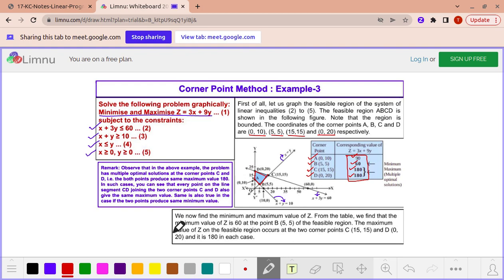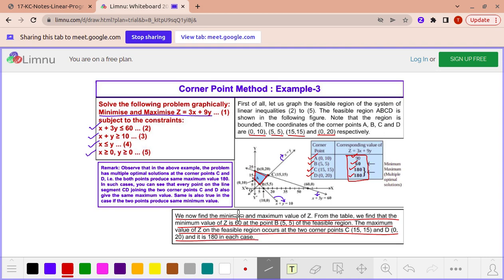So now if I go through this particular statement which I mentioned at the bottom, we now find the minimum and maximum value of z. From the table we find that the minimum value of z is 60 at the point B 5, 5 of the feasible region. The maximum value of z on the feasible region occurs at the 2 corner points C 15, 15 and D 0, 20, and it is 180 in each case. That is the maximum value.